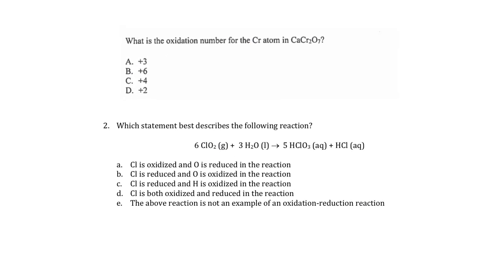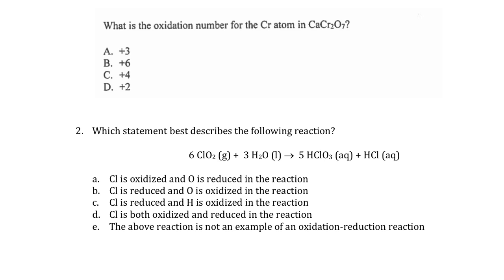All right, so let's take a look at this question here. So what's the oxidation number of chromium in CaCr2O7? So we know calcium's only charge in compounds is the +2 charge. Now oxygen, we know, has to be a -2 here. How do I know this?